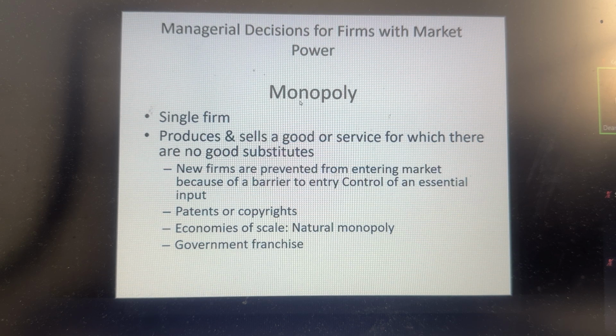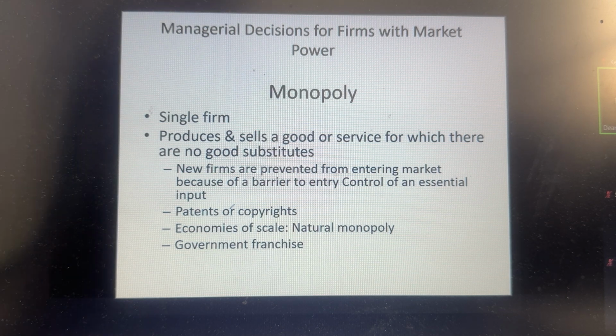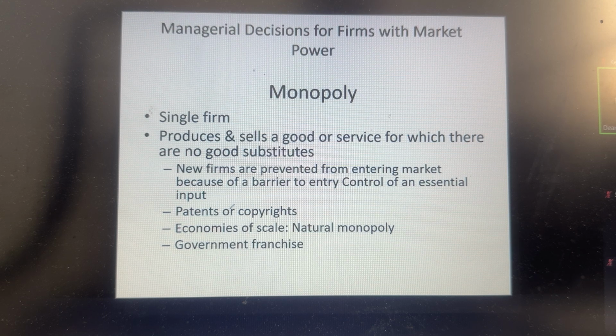So basic features of the monopoly, here it is mentioned. Single firm, only one firm. Can you give an example of a monopoly firm, one or two? Give me a Sri Lankan example for monopoly. Gas? LP gas is a monopoly. No, not a gas monopoly. We have two companies, Laugfs and Shell, no? Shell or Litro.